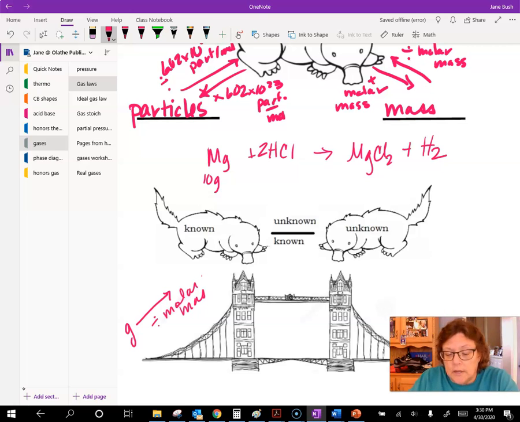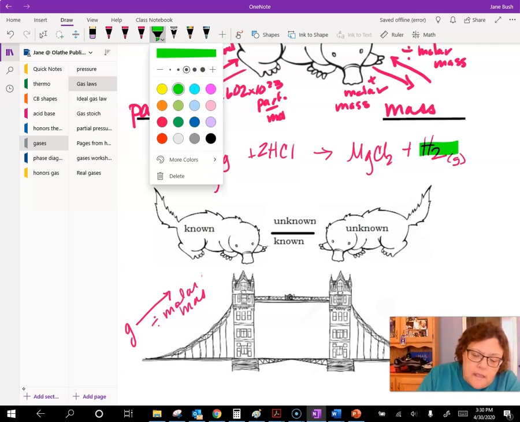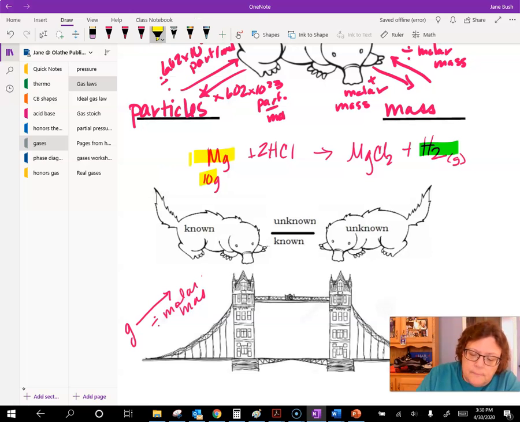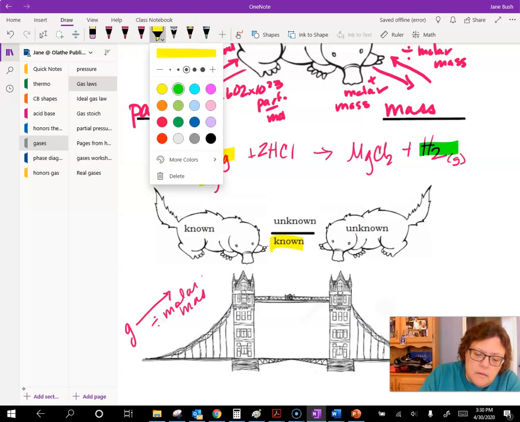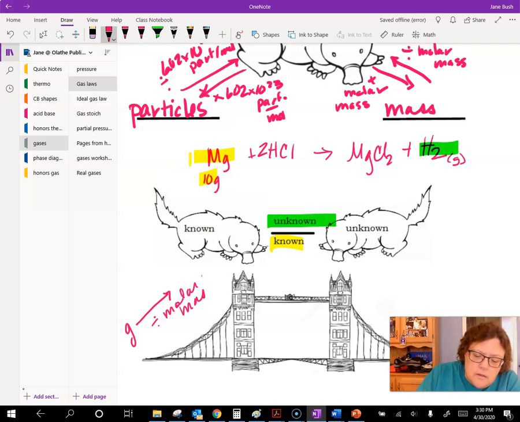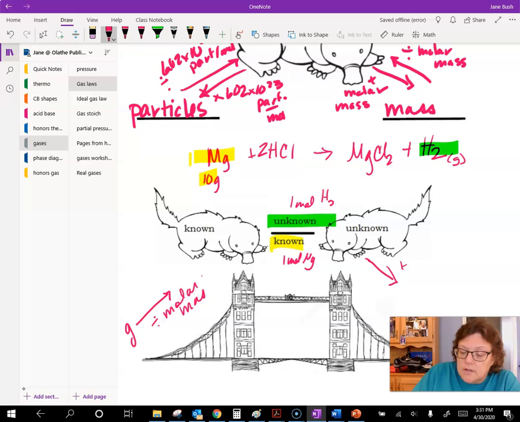Then you would go through your mole ratio. So if we're going to solve for hydrogen gas, this is going to be our unknown. And we'll use yellow for our known. So our ratio would be 1 mole of magnesium to 1 mole of hydrogen gas. So it's a 1-to-1 ratio. Now, that's going to produce moles of hydrogen gas. You can still calculate for grams by coming back down off the bridge and multiplying by molar mass.